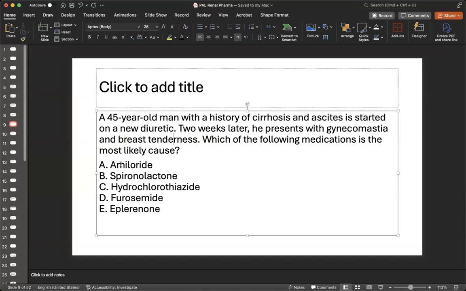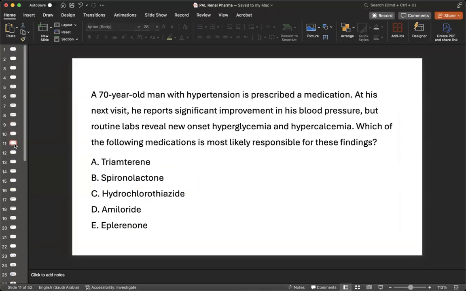Amiloride is a sodium channel inhibitor. It can lead to hyperkalemia. Hydrochlorothiazide is a thiazide diuretic. Thiazide diuretics can lead to hypercalcemia, hypokalemia, and then remember hyperglycemia, hyperlipidemia, and hyperuricemia. Furosemide, we just talked about it. Eplerenone, there it is. So this is why E is wrong, because E does not cause gynecomastia and breast tenderness. Next question.